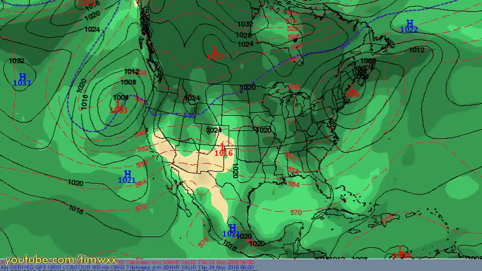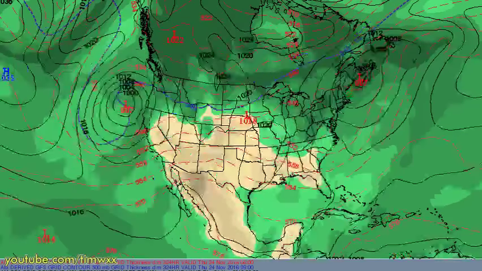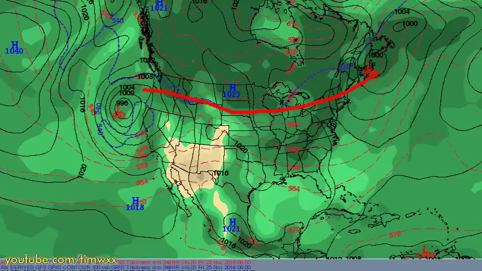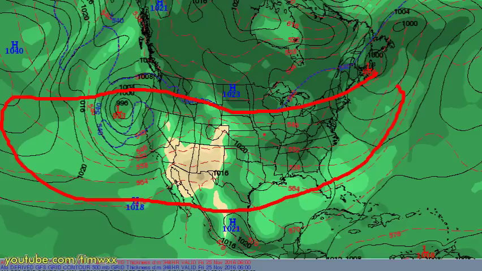And you can see this is 300 hours out, but the main band of very strong thickness is pretty far south. Instead of finding that up in Canada, it's all the way down in this area right here.